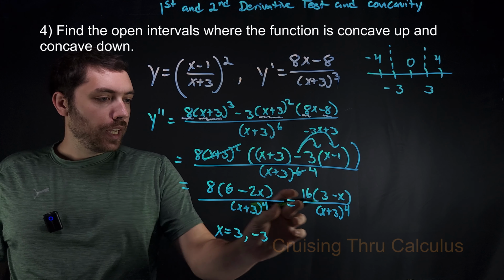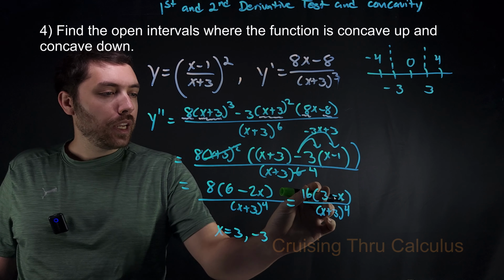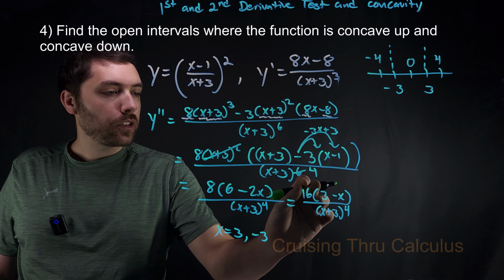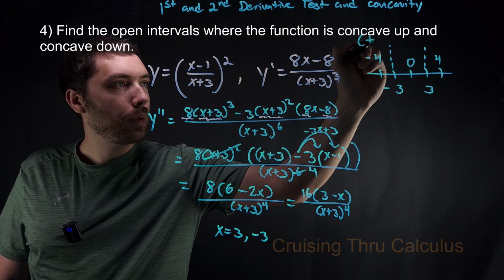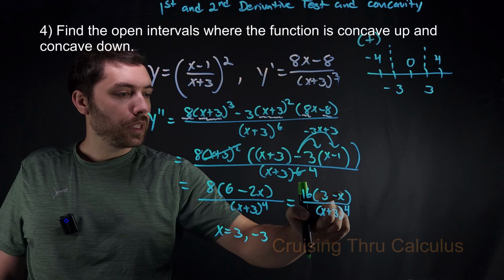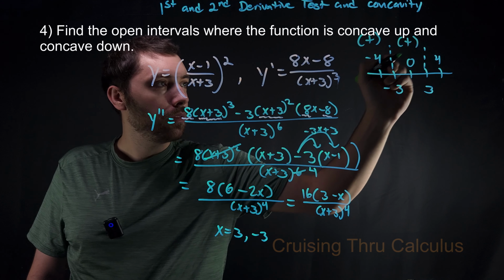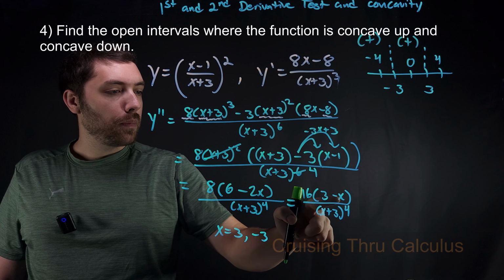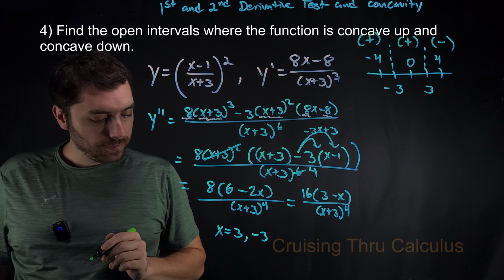Now, this is nice. X plus 3 to the 4th is always positive. So is 16. So the only thing I have to worry about is this 3 minus x here. So check it out. If I do 3 minus negative 4, that will give me positive. If I plug 0 in, that'll be just 16 times 3, which is definitely positive. And then if I take 4 in, 3 minus 4 is negative 1. That'll give me a negative answer right there.